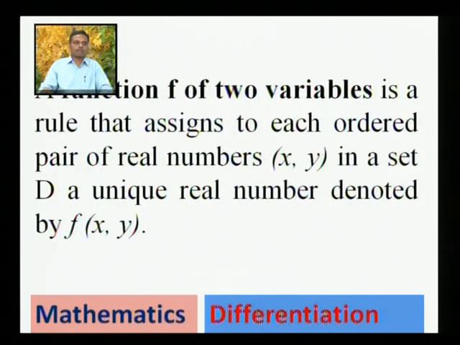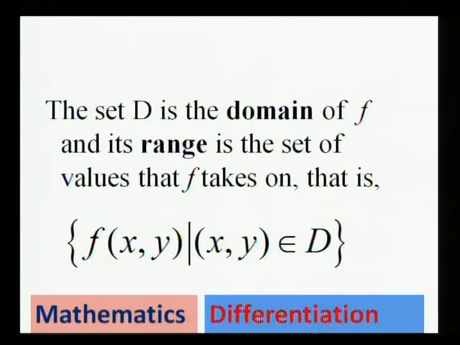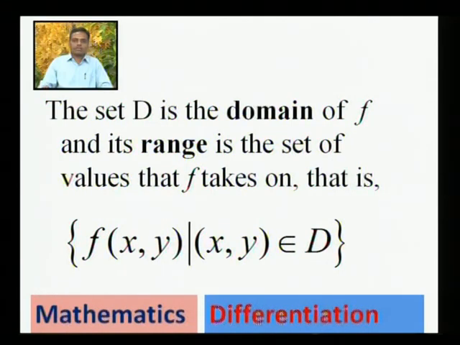Now let us define a function of two variables. A function f of two variables is a rule that assigns to each ordered pair of real numbers (x, y), in a set D, where D is the domain, a unique real number which we denote by f(x, y). The set D is called the domain, and its range is the set of values f takes on, that is, the set of all f(x, y) such that (x, y) belongs to D.